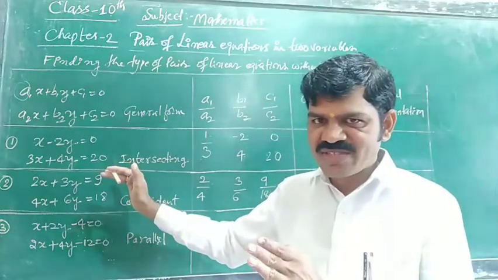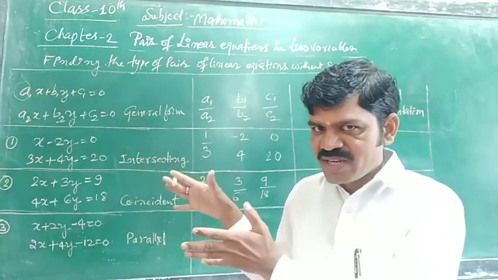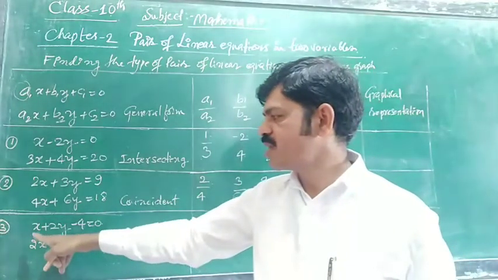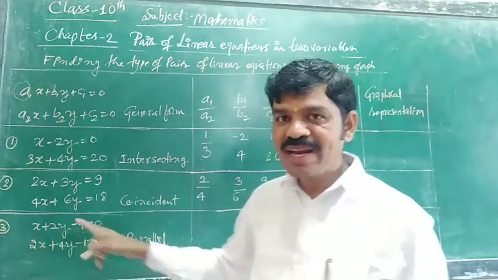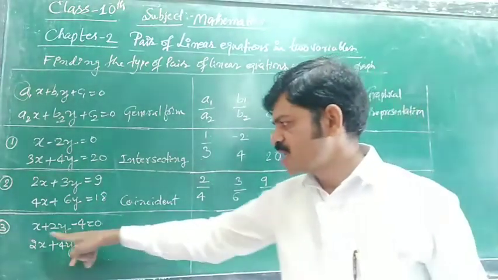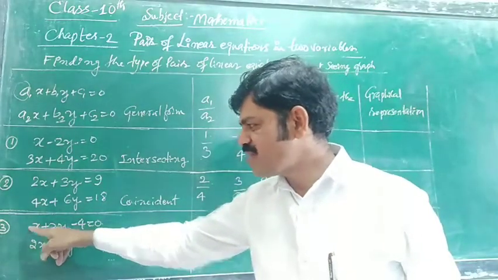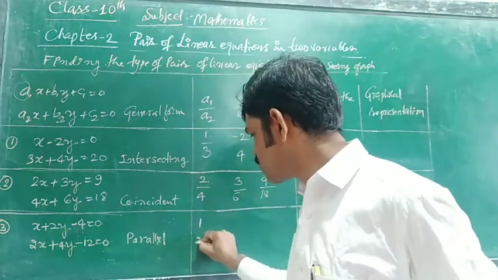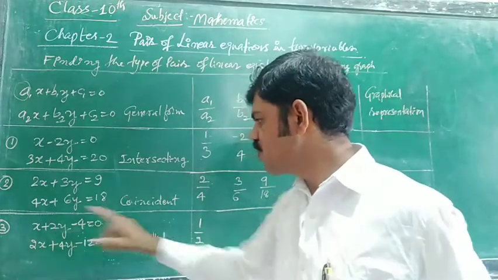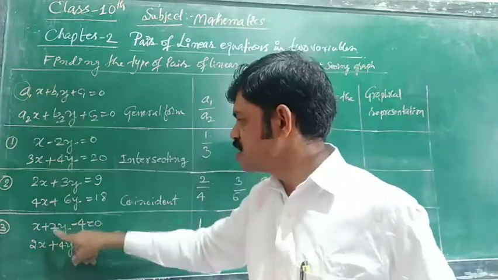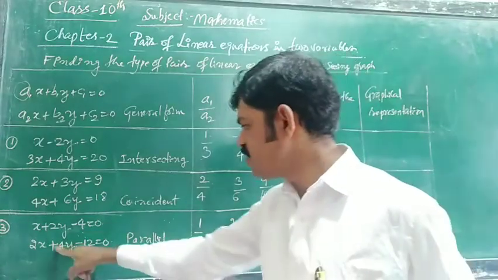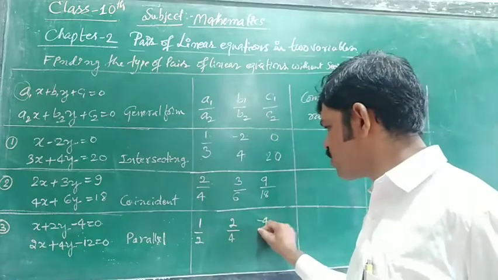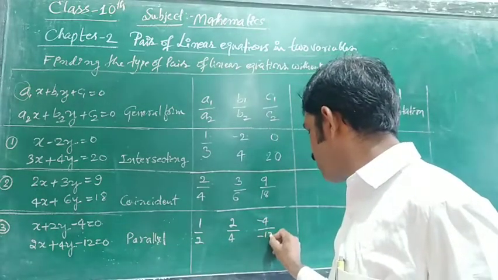So the coefficients we have written for the coincident lines we have solved. And the third one is the parallel pair of linear equations we have solved already. So the value of a1 here is 1. The value of a2 here is 2. The value of b1 is equal to 2. The value of b2 is 4. The value of c1 is minus 4. The value of c2 is minus 12.